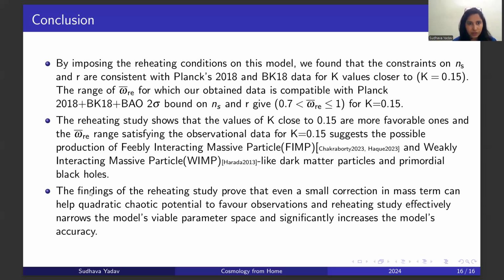Conclusively, we can say the findings of the reheating study prove that even a small correction in the mass term of the normal quadratic chaotic potential helps the potential to favor the observational data well. The reheating study effectively narrows the model's viable parameter space, that is, values of k closer to 0.15 are the best ones. In general, it significantly improves the accuracy of the model, giving us more efficient models.